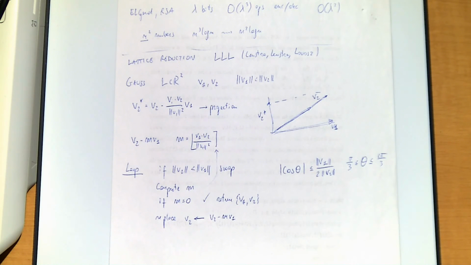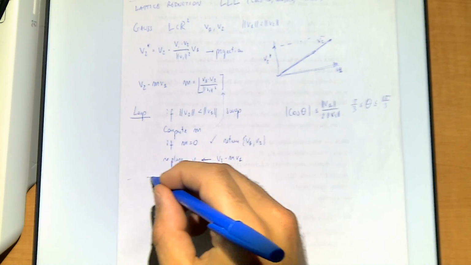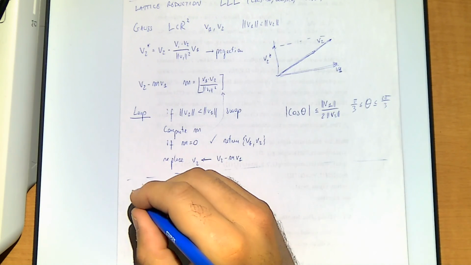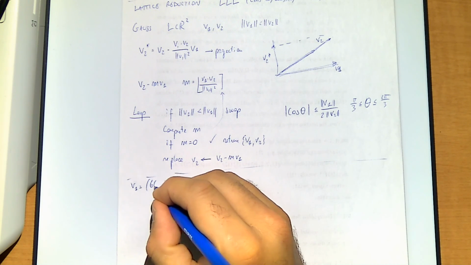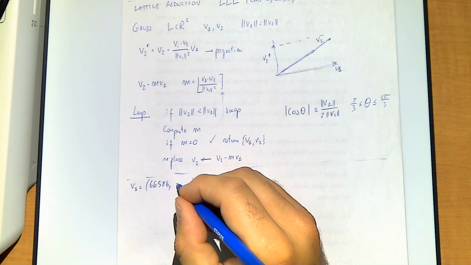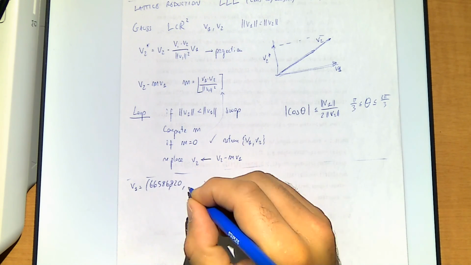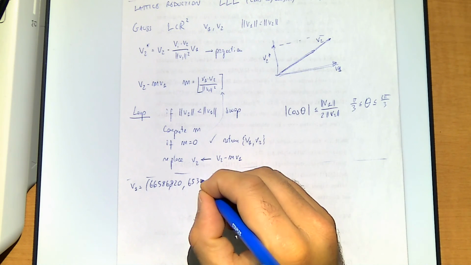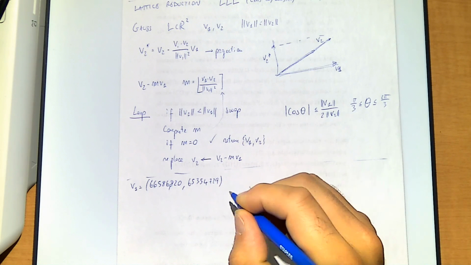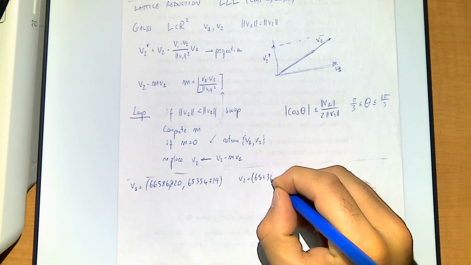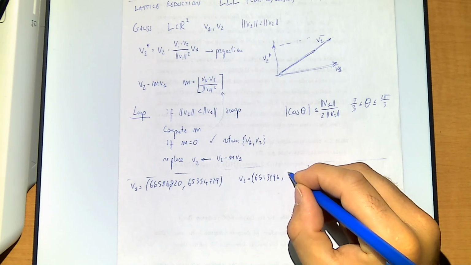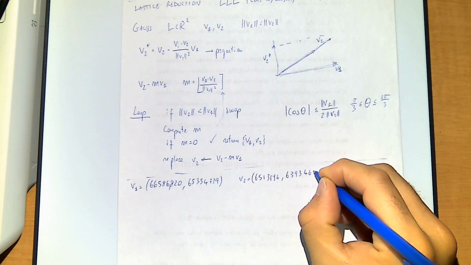I don't know if we need to see a numerical example of this or not, but why not? Very quickly. So we take V1 to be 66586820 and 65B54729, and then V2 to be 6513996, and then 6393464. Okay, so that's my basis.